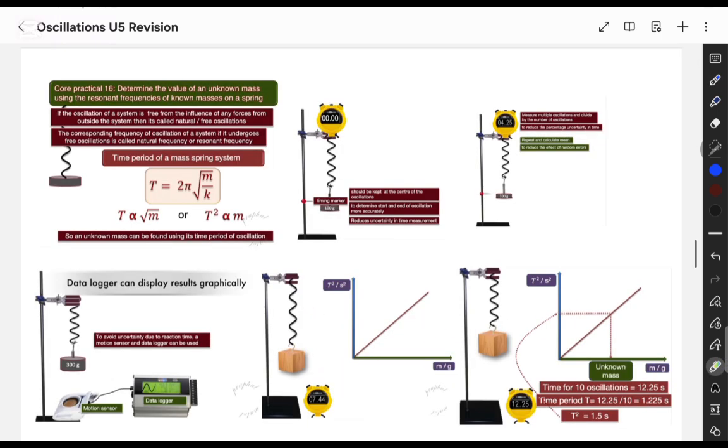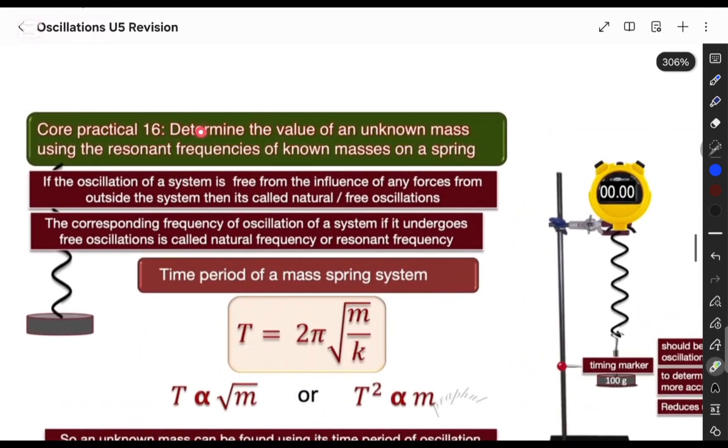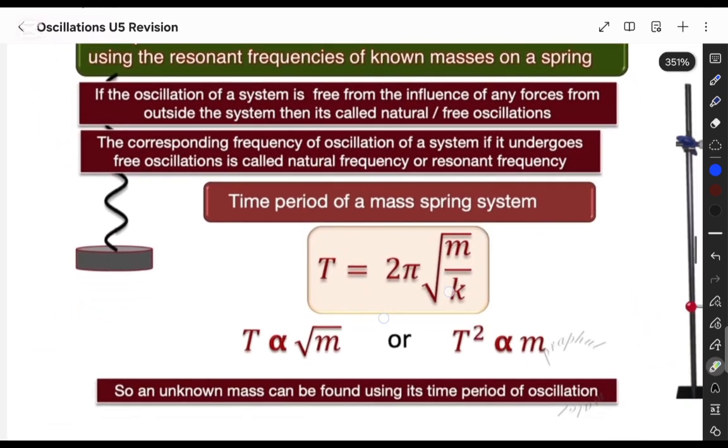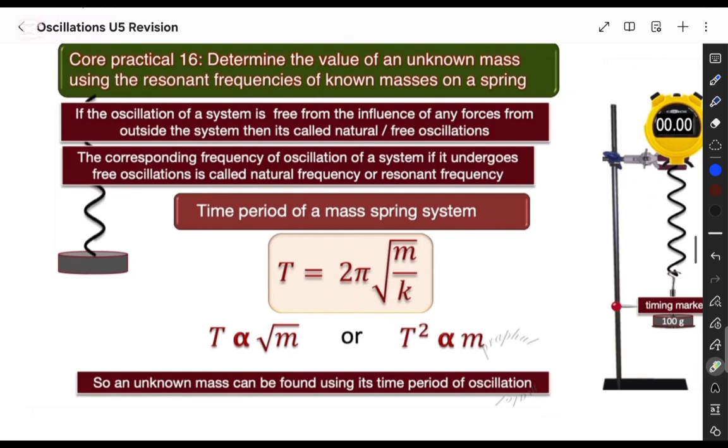So we're going to jump into the core practical. For the core practical, we're going to determine the value of an unknown mass using the resonant frequencies of a known mass on the string. First, let's understand a couple of points. If an oscillation of a system is free from any influence of any forces from outside the system, then it's called natural or free oscillation. The corresponding frequency of the oscillation of a system, if it undergoes free oscillation, is called natural frequency or resonant frequency. So in a free oscillation, the frequency is the natural frequency basically.